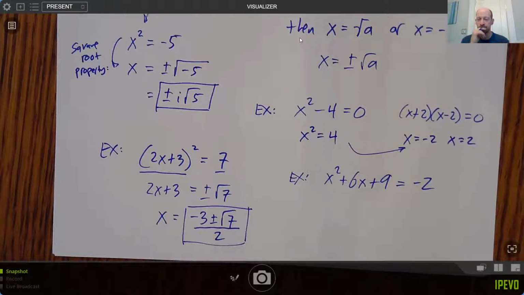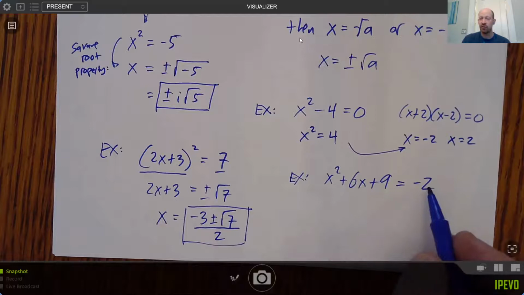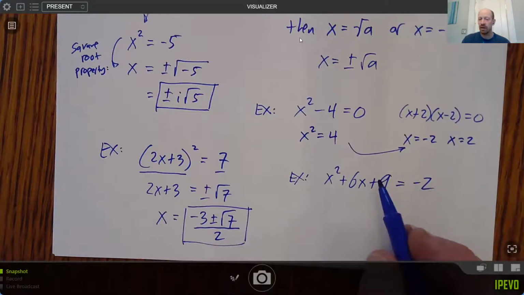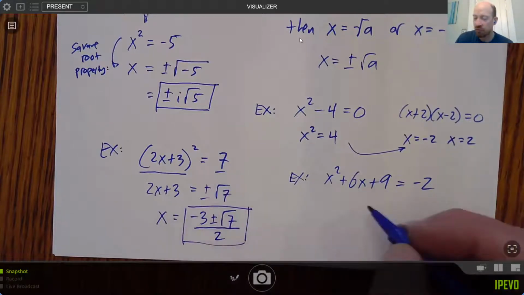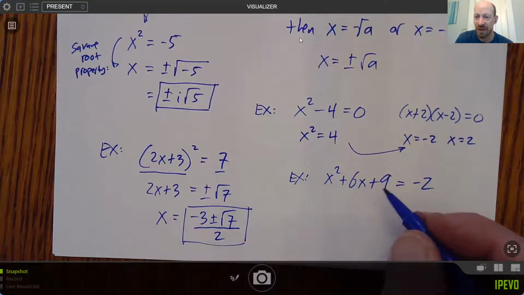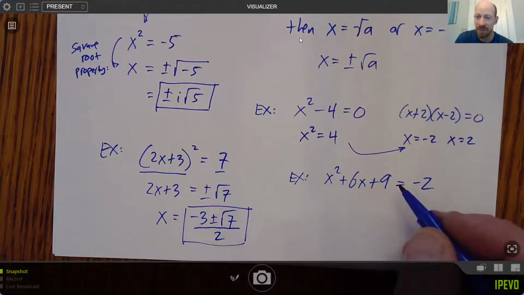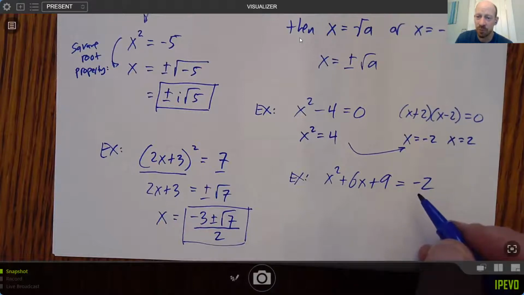All right. Here's one more. Now, if I had given this to you 20 minutes ago, I would have expected you to add the 2 over to here, giving you x squared plus 6x plus 11, and then you would try to factor that. But you would fail because that doesn't factor. X squared plus 6x plus 11 doesn't factor. So that approach, while not a bad idea, doesn't work.